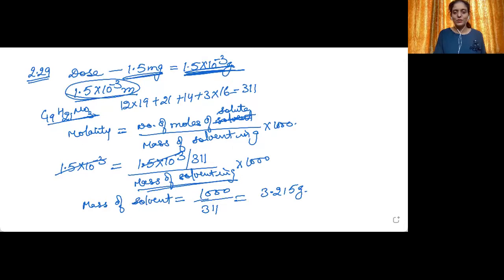Okay, so let's now move into the last question of this video. It is question number 2.30, chapter solutions. Calculate the amount of benzoic acid required for preparing 250 ml of 0.15 molar aqueous solution in methanol. So first of all, let us write the formula for molarity.